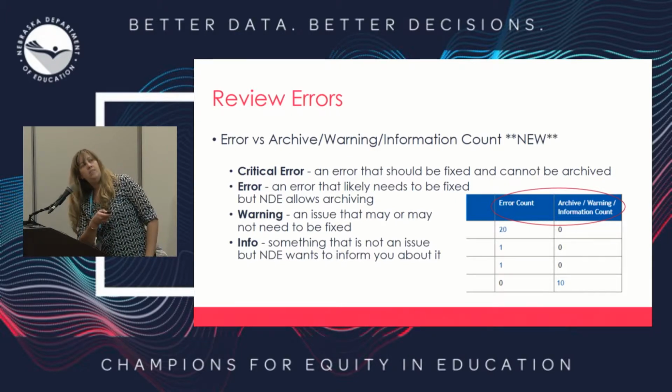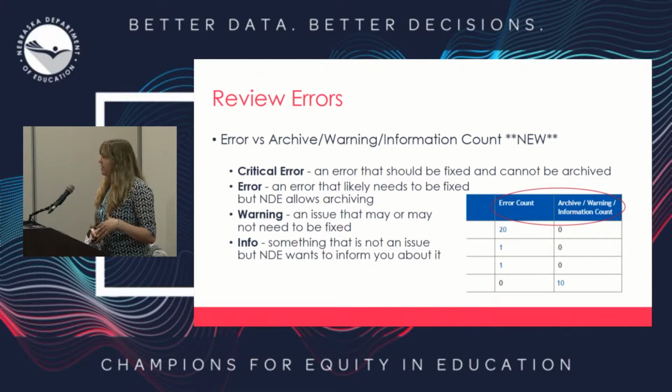And then this is a new feature here, this column over here. It's not in advisor validation just yet, but it will be soon. It's going to list any errors that you've archived, or what are called warnings. That's an issue that may or may not need to be fixed, but one where we're saying, hey, take a look at this. And then also the informational count. It's similar to a warning, but it may not be an issue. It's one of those heads-up, take a peek at this, because this may not be right.